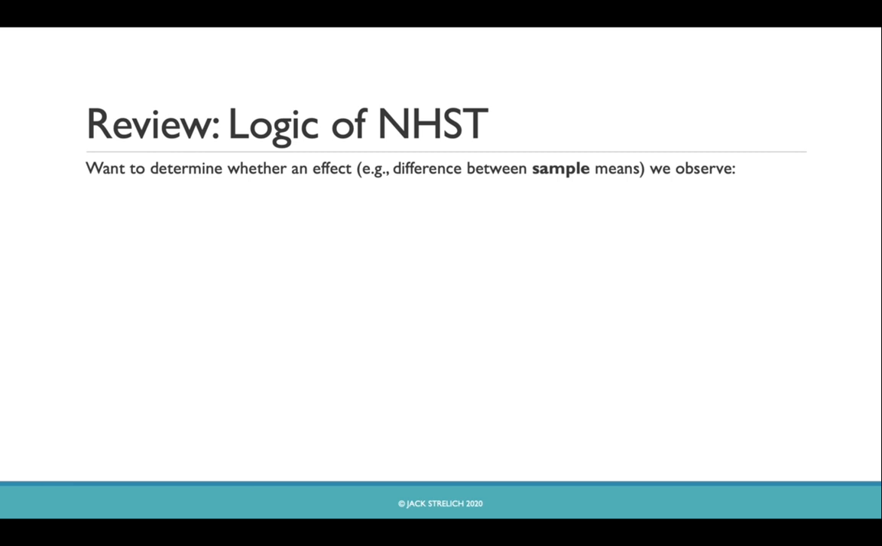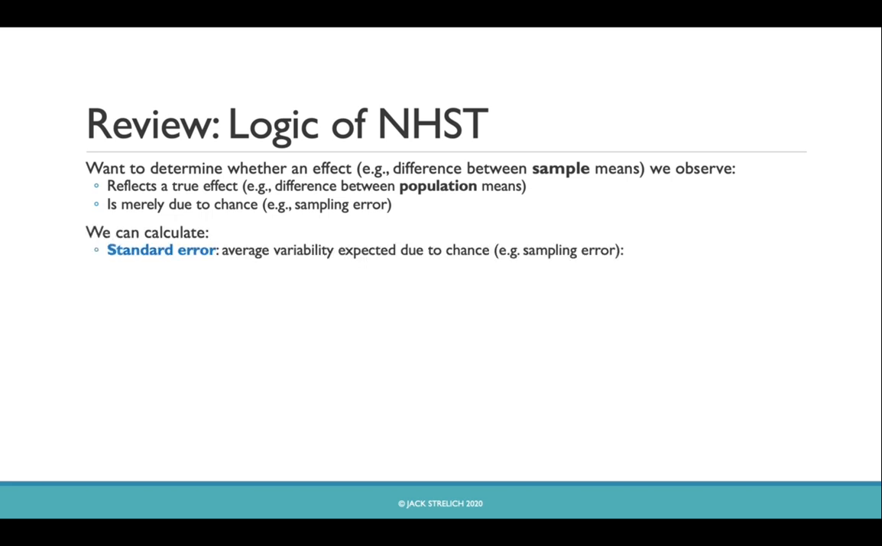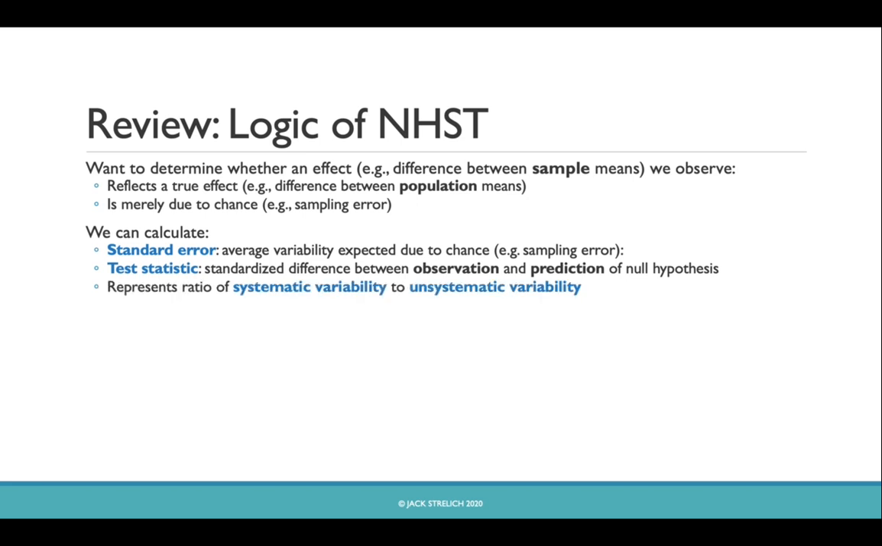We want to determine whether a given effect, for example, a difference between sample means that we observe, reflects a true effect, for example, a difference between population means, or whether it is merely due to chance, for example, sampling error. We can calculate standard error, which tells us the average variability that is expected due to chance. And based on standard error, we can calculate a test statistic, the standardized difference between our observation and what would be predicted by the null hypothesis. This test statistic represents a ratio of systematic variability to unsystematic variability.